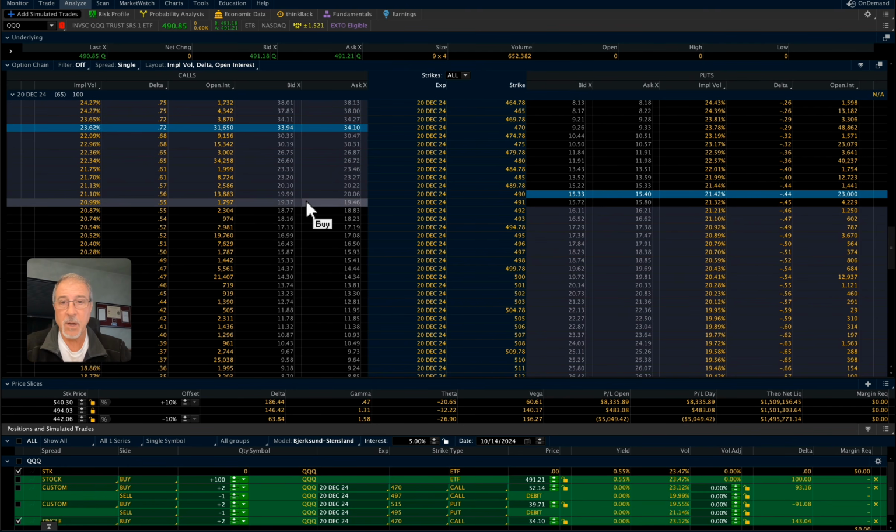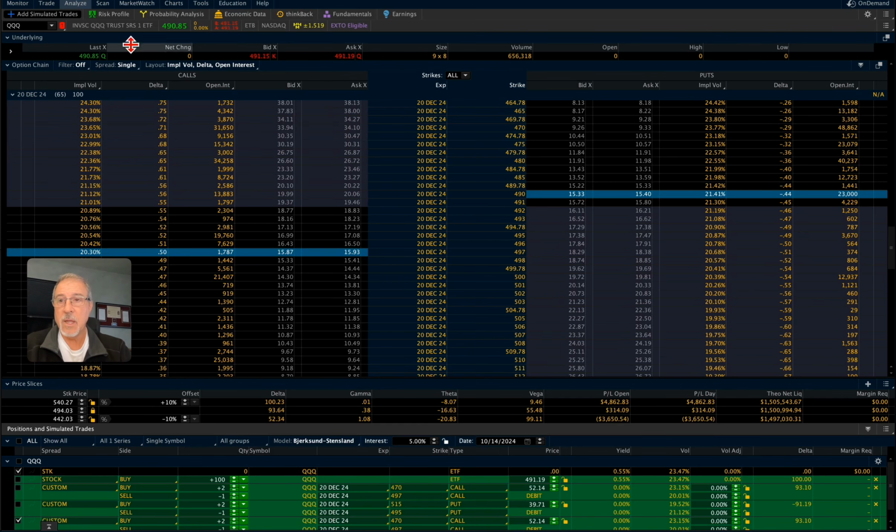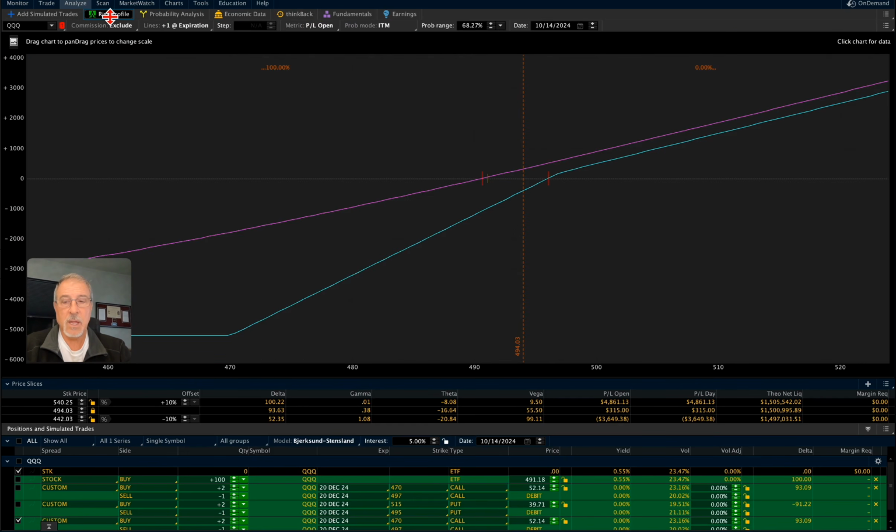So I look to see, where's my 50 delta? My 50 delta is right in here. So 497, and I'm going to sell one of those. That then gives me this particular risk profile. Now, I said I was doing that in puts. I actually just did that in calls, but you can see that that's how you build that profile. It's the exact same for the puts.